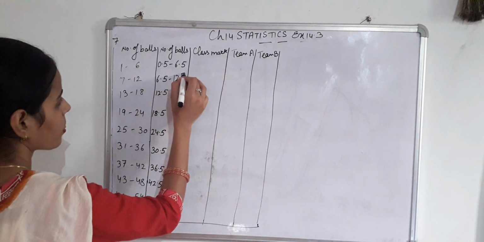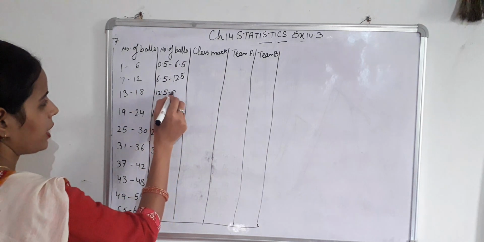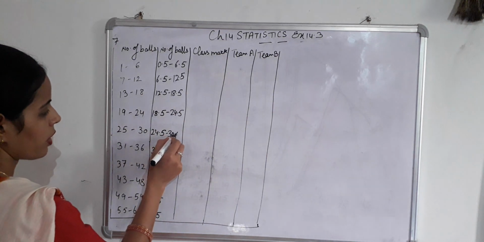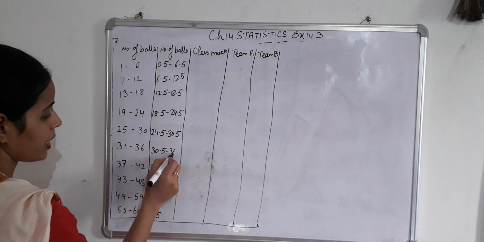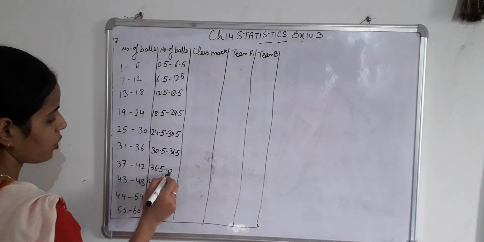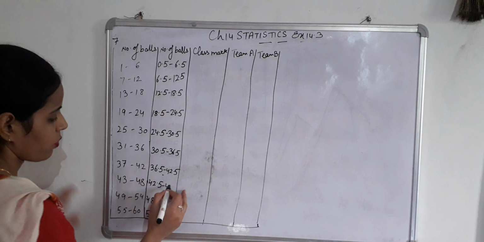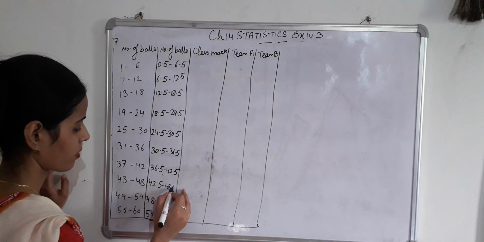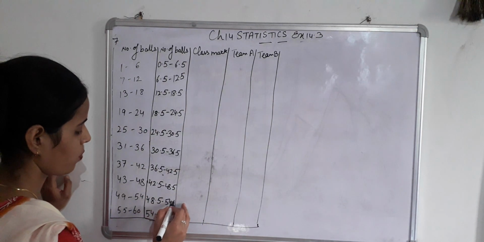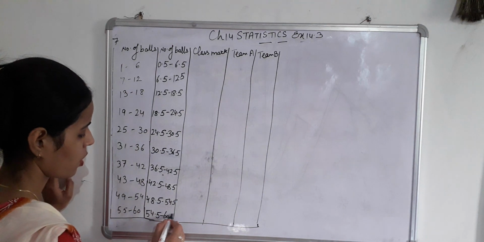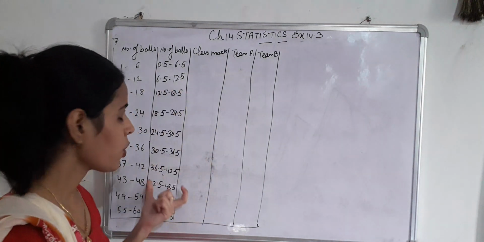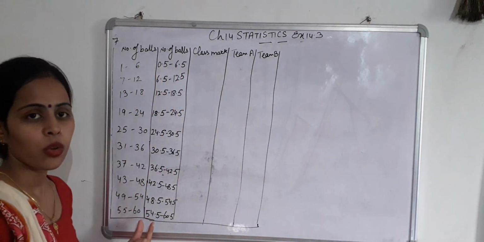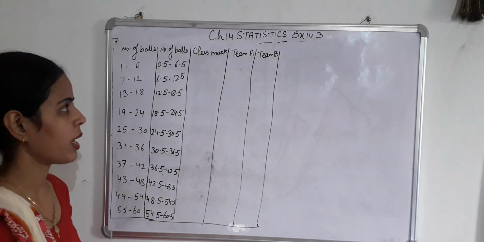12.5, 18.5, 24.5, 30.5, 36.5, 42.5, 48.5, 54.5 and last 60.5. Now the interval is continuous. Add 0.5 to the upper limit and subtract 0.5 from the lower limit of the given interval.